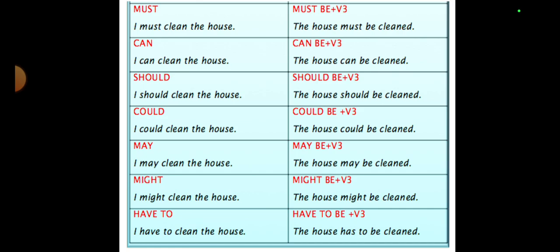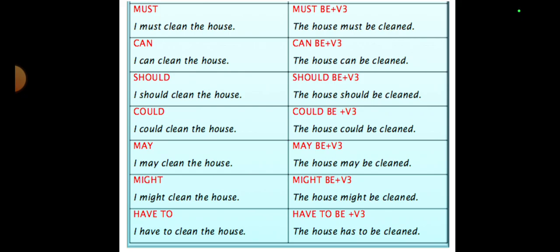See the first sentence, I must clean the house. Must is the modal verb, right? Now, changing the voice, it will be in this way. The house must be cleaned by me, or simply you can write the house must be cleaned, right? So see the difference. Must is changed into must be plus third form of the verb. Same is the case with the other sentence. It is I can clean the house, can be cleaned. I should clean the house, should be cleaned, and so on.